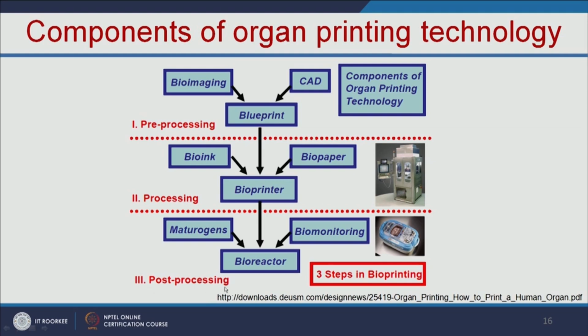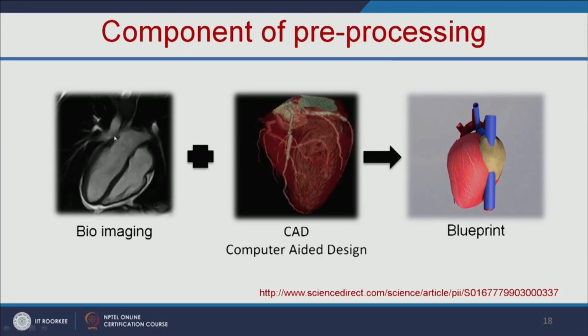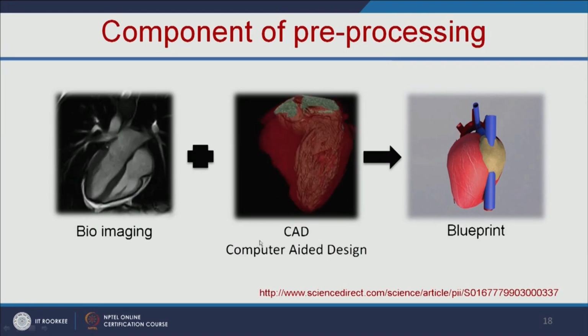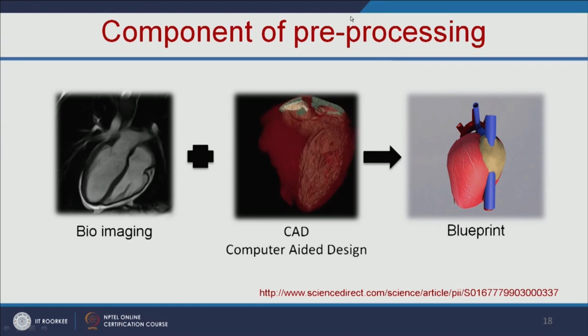Let us see these steps in detail. Step 1 is pre-processing. Here the pre-processing primarily deals with the development of the computer aided design, that is CAD, or blueprint of a specific organ. The design can be derived from digitized image reconstruction of a natural organ or tissue, and the imaging data can be obtained using MRI or CT scan of the particular organ. So the first step is bioimaging of the particular organ, then using computer aided design you make the blueprint of the organ. This is the pre-processing step.